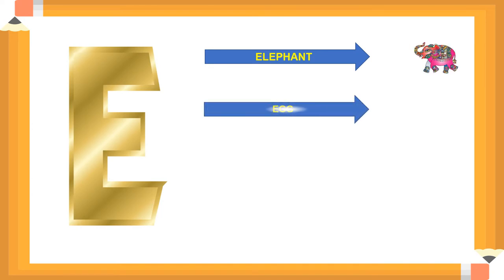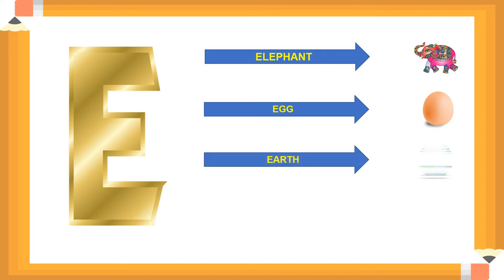Alphabet E. E for Elephant. E for Egg. E for Earth. E for Email.